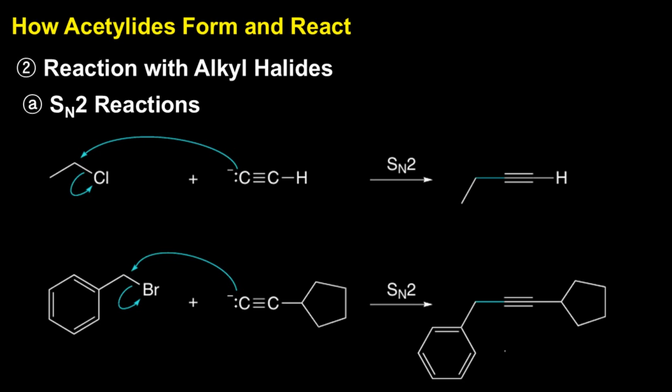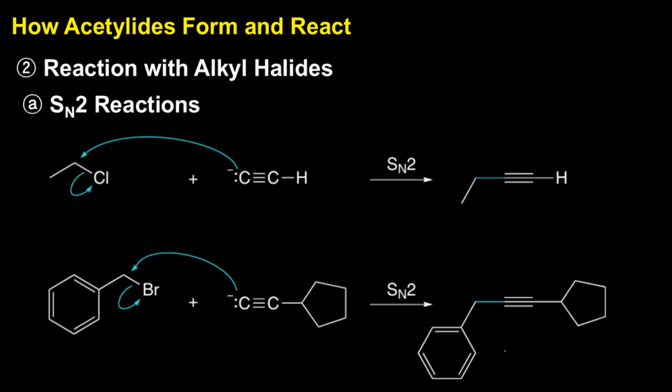Here's how it goes. The acetylide acts as a strong nucleophile. It attacks the electrophilic carbon in the alkyl halide and kicks out the leaving group in one smooth, concerted step. That's your classic backside attack. Exactly what you'd expect in an SN2 reaction.